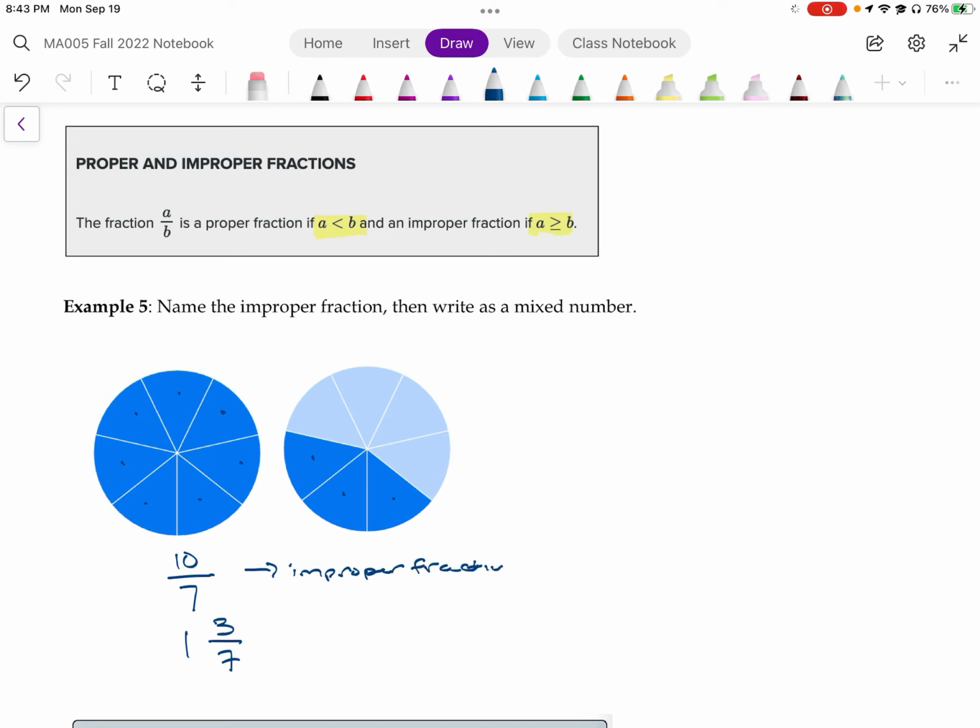Okay, so improper fraction, which again, I think is a better fraction than a mixed number. It's easier to do math with. That's a mixed fraction. Okay.